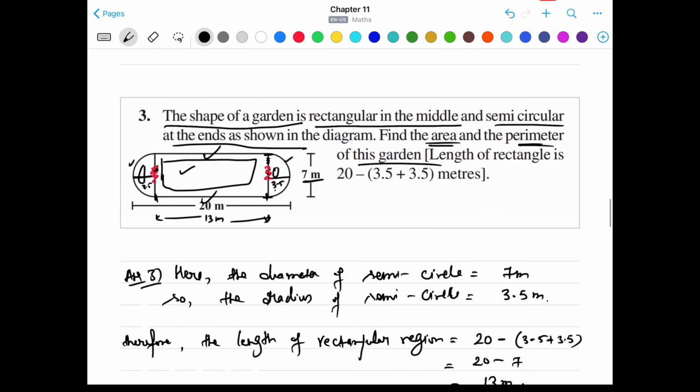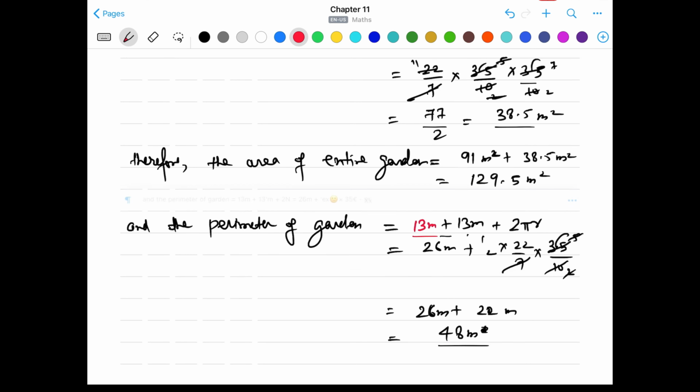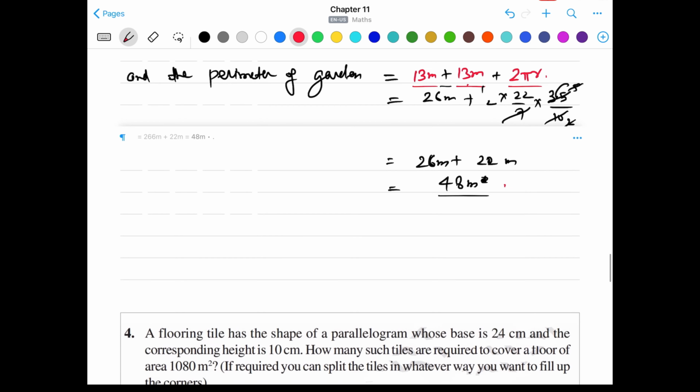Simply what we did is, the perimeter for this figure will not include these two sides, as these don't comprise the outer boundary of the shape. The garden is only these sides and the semicircular region. So we have added these two sides, and the two semicircles will comprise one complete circle. The perimeter of a circle is given by 2 pi r. After solving this, we got the result as 48 meter.